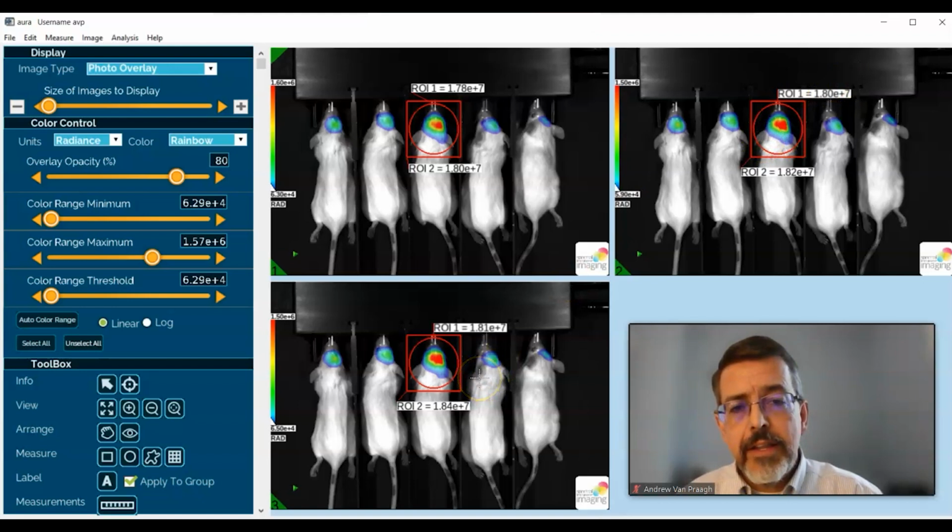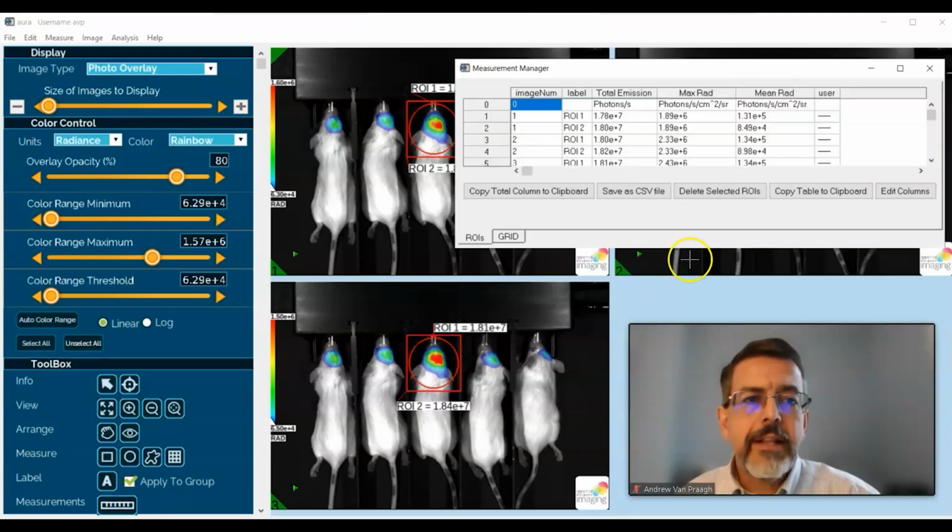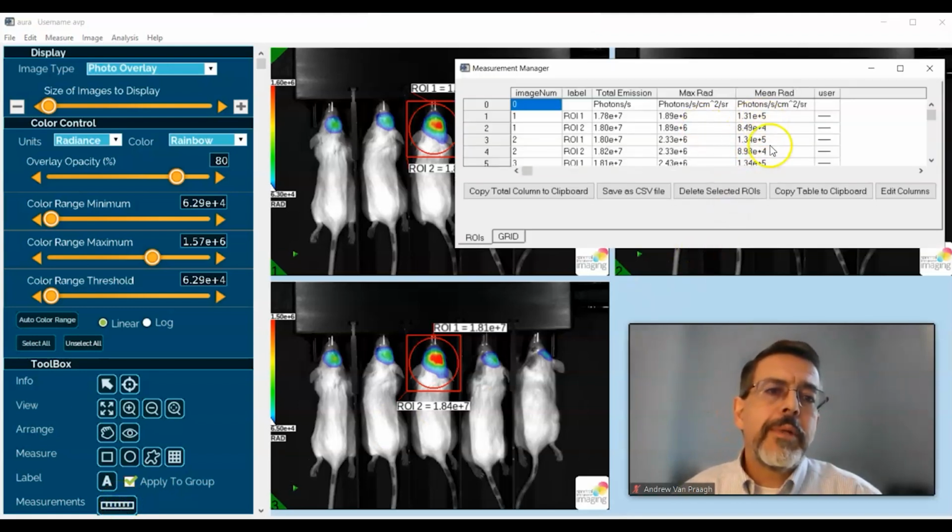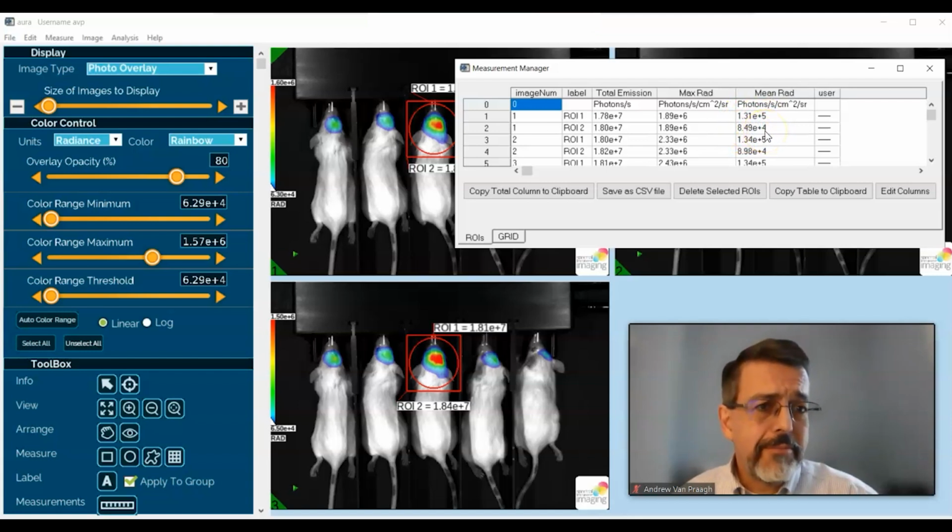Now, the use of these two different ROIs, does that affect mean radiance values? Well, let's take a look. We'll go down to Toolbox and Measurement again. And what we can see is that when we look at ROIs 1 and 2, we can just focus on image 1 for the moment, we go from 1.31 times 10^5 to 8.49 times 10^4. This is a significant shift in the reported mean value for exactly the same signal.